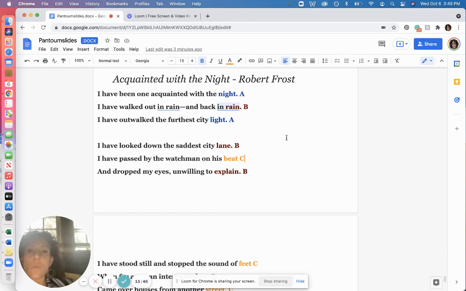I have looked down the saddest city lane. I have passed by the watchman on his beat and dropped my eyes, unwilling to explain.